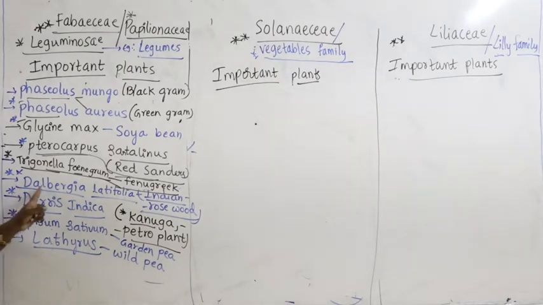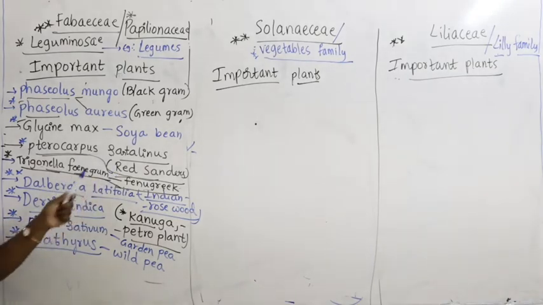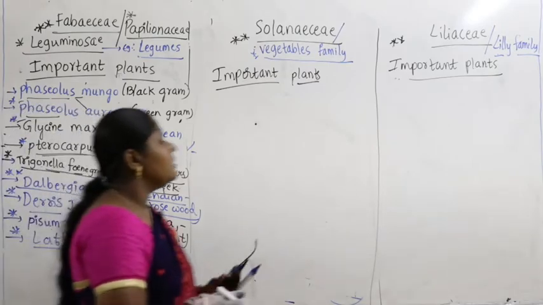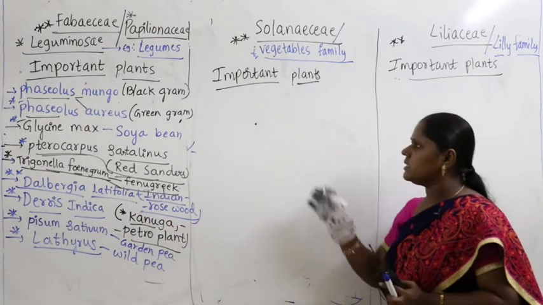I just repeat: Dalbergia latifolia, Indian rosewood. Derris indica, it's a medicinal plant. Again, we are going to speak about this plant at the end of the Fabaceae. Remember, it's commonly called Karanj or pongam plant. Pisum sativum is garden pea. Lathyrus is wild pea. Phaseolus mungo is black gram. Similarly, Phaseolus aureus is green gram. Glycine max is soya bean. Pterocarpus santalinus is commonly called red sanders. Trigonella foenum-graecum is nothing but what? Fenugreek. Now, similarly, let us come to Solanaceae.